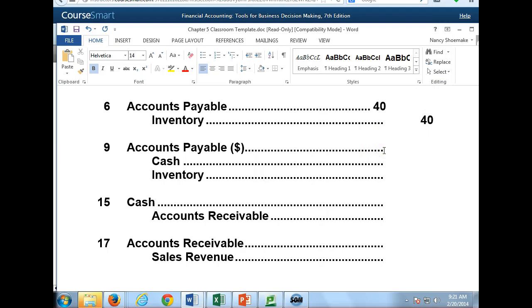You guys think we're taking advantage of that discount? So our accounts payable is $1,000. The cash that we're paying them is $980. And we're gonna reduce our inventory by $20 because we're not paying them $1,000. We're only gonna pay them $980 because we're taking advantage of that 2% discount. Can you walk through that?